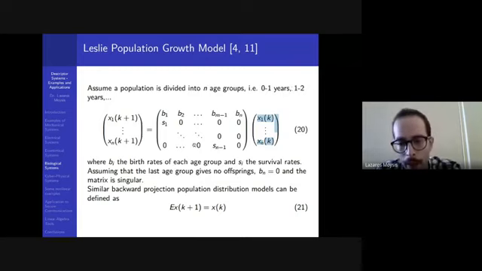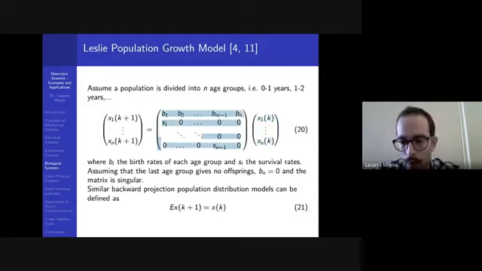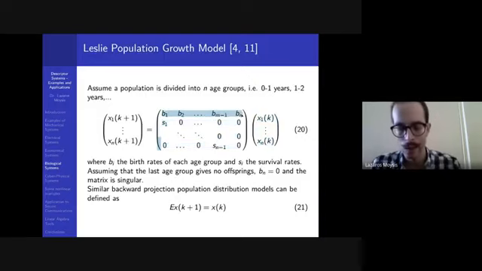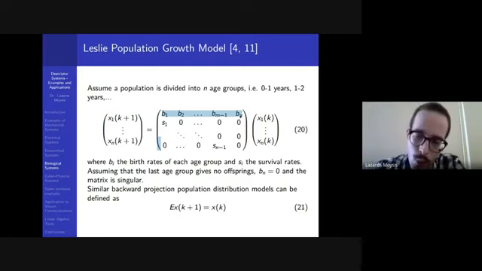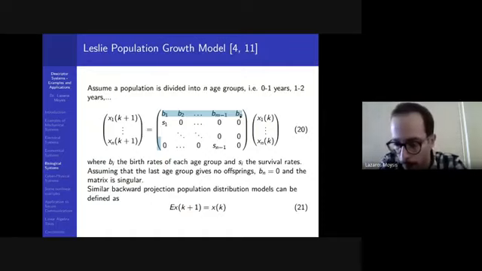So in this case, we may have some sort of relation showing us that for the next year, people who are 0 years old are going to be a linear combination of the births from all the age groups. So, let's say that each age group gives birth. So all these births are going to be part of the first generation group.